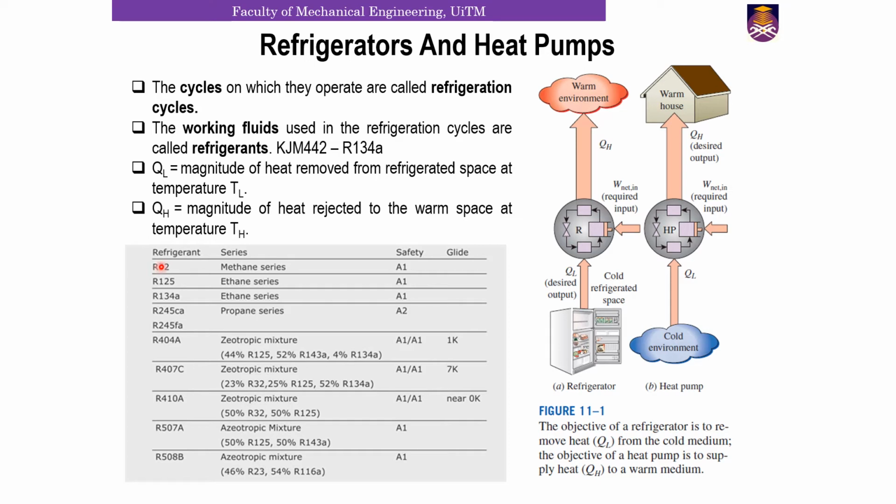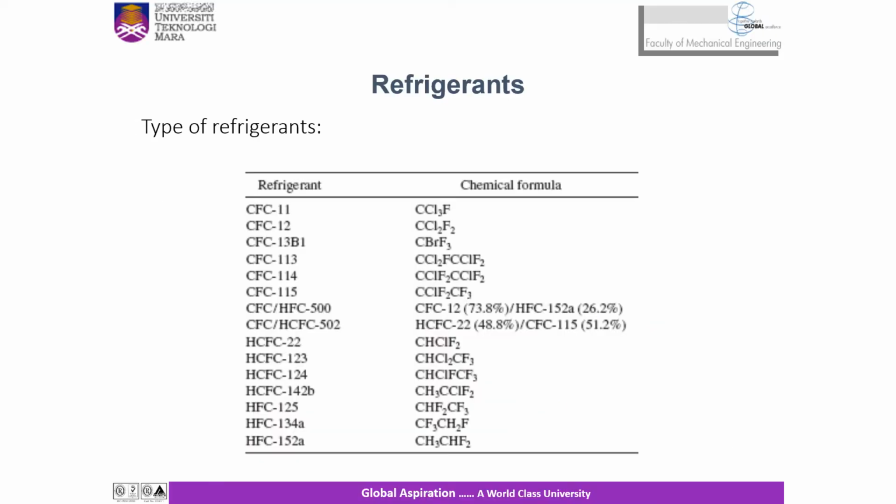They are denoted by the letter R, which tells you that this is a refrigerant, and they have a series of numbers after the letter R. Based on the series of numbers, it can be in a methane series, ethane series, and so on. You can also have its safety category and the glide category as well. There are many types of refrigerant. As you can see in this diagram, the table gives you the refrigerants that are mainly based on CFC.